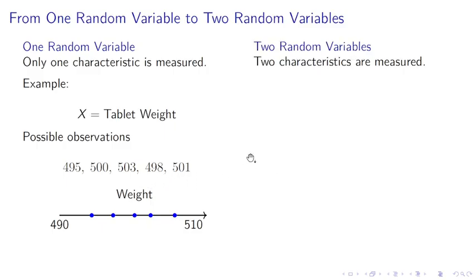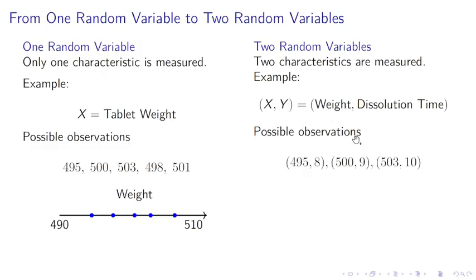Similarly, if two characteristics are measured, here the first variable is taken as x and the second variable as y. Here the weight and dissolution time we take. The possible observations in our previous example: 495, 8 minutes; 500, 8; 503, 10; like that.